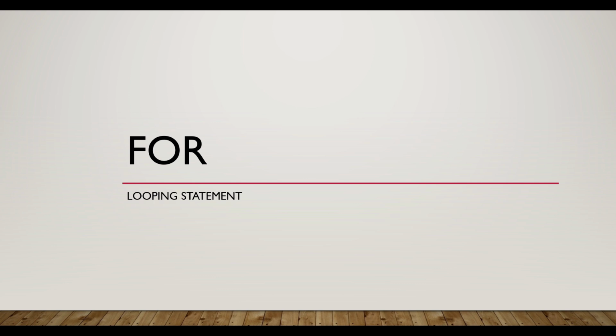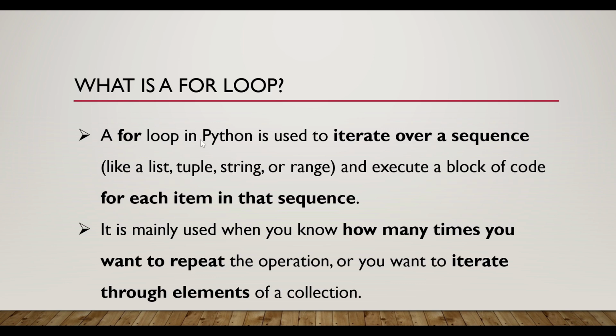Here the operation is iteration over a sequence. Suppose a sequence is there; the iteration goes over that sequence. I'll show you. A for loop in Python is used to iterate over a sequence, that is a list, tuple, string, or any range. Range means numbers, which can be anything based on our requirement. It executes a block of code for each item in the sequence.